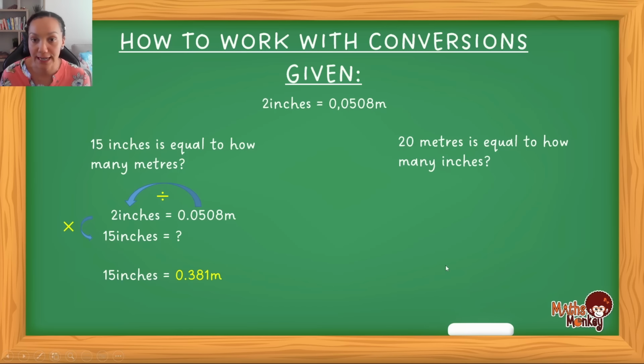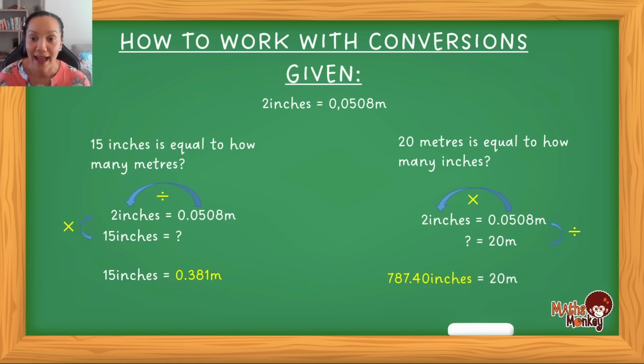Let's move to the next one. So again here, they're now giving us the meters. So we start with the conversion. We place 20 underneath the meters, divide, multiply, and it will give us our answer of 787.40 inches. Okay, so this is a method that you can use when you are given a conversion and you then need to calculate any of the units that have been altered.